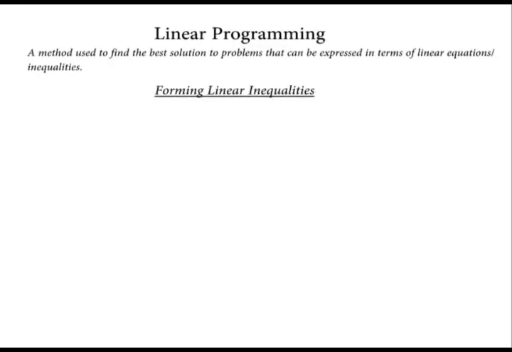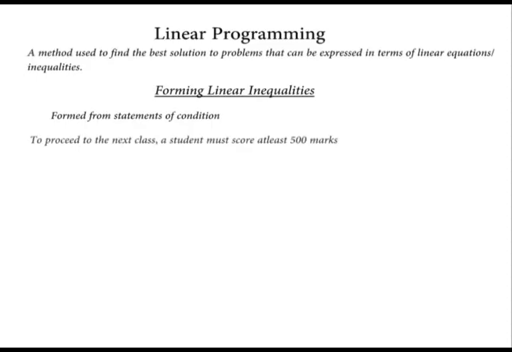Let's see how we form linear inequalities. Given a statement of condition, you can form an inequality to represent it. For example, to proceed to the next class, a student must attain at least 500 marks. Suppose x represents the number of marks, then we could say x is greater or equal to 500. That is the condition to proceed to the next class. This inequality will produce a straight line. In linear programming, we often have several conditions, meaning we have several inequalities which we represent in a graph.